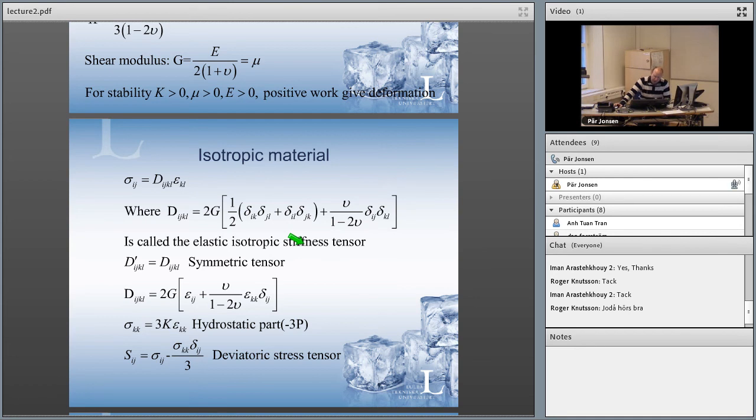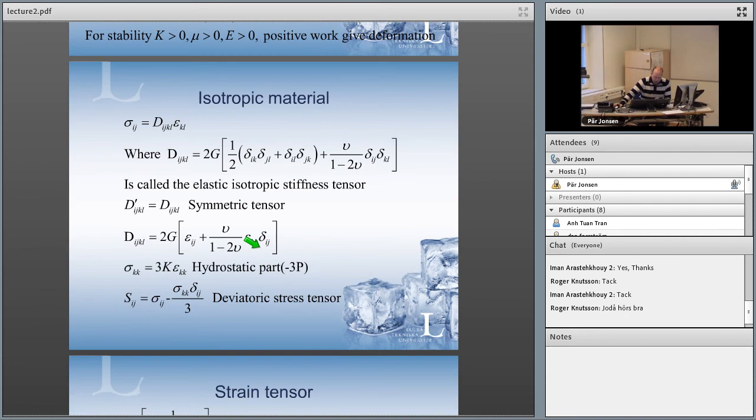And this is called the elastic isotropic stiffness tensor. So it's only working for isotropic material. It's not fully general. And the good thing with this one is it's symmetric. So and also that is one logical thing. If you have an isotropic material, it doesn't matter how you rotate it. It should be the same all over. This is what it says mathematically. And you can also write it. Another way of writing it is to put in the strain tensor in this position here.